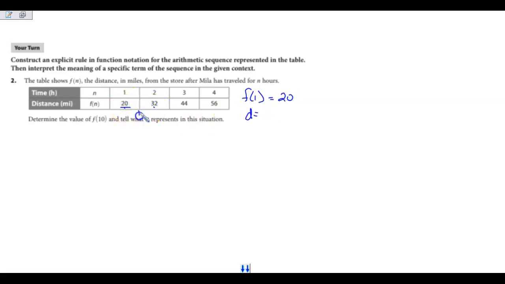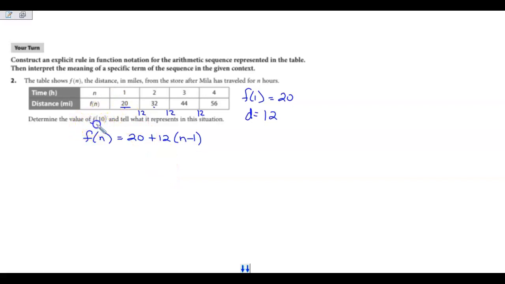32 minus 20 is 12. 44 minus 32 is 12. 56 minus 44 is 12. So my common difference is 12. So I know that my general rule is the function of n equals my first term, which is 20, plus my common difference times my previous term.